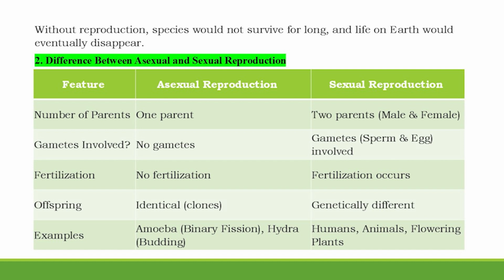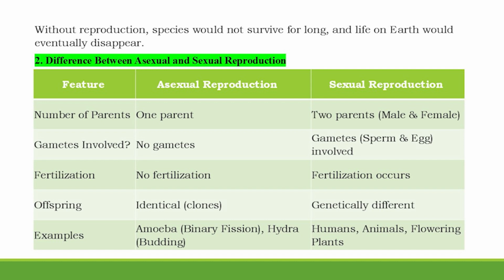2. Difference between asexual and sexual reproduction. Feature: asexual reproduction, sexual reproduction. Number of parents: one parent; two parents, male and female. Gametes involved: no gametes; gametes, sperm and egg, involved. Fertilization: no fertilization; fertilization occurs.